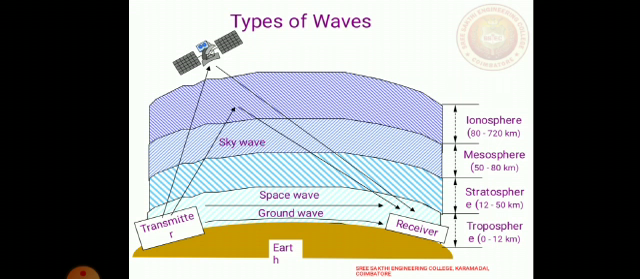And the types of waves we are classifying into ground wave, space wave and sky wave. The signals are transmitted from the transmitter and received by the receiver, and through the ionosphere we have skywave propagation, space wave propagation, otherwise called line of sight propagation, the straight line propagation, and also we depend on ground wave propagation, which is very near to the ground.